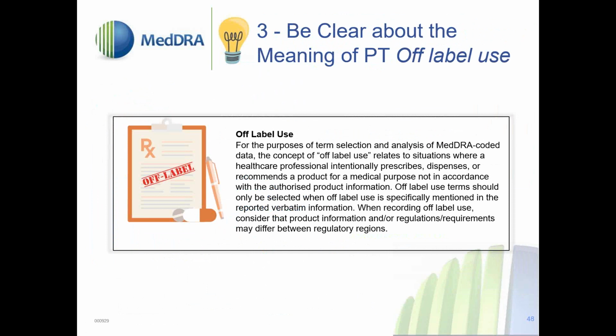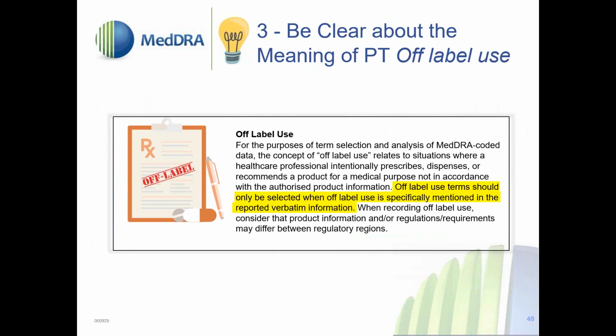So then now we come to the area that really causes a lot of questions currently. So the next principle refers to off-label use. Always consider the criteria and information required to select a term under PT off-label use. Off-label use relates to situations where a healthcare professional intentionally prescribes, dispenses, or recommends a product for a medical purpose, not in accordance with the authorized product information. It has to be an HCP, it has to be intentional, and for a medical purpose in the context of therapeutic use. These are the three main criteria that must be met for high-level classification.